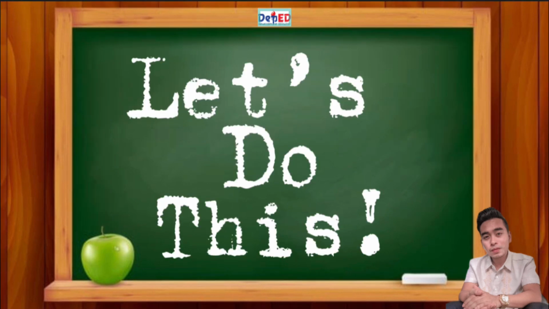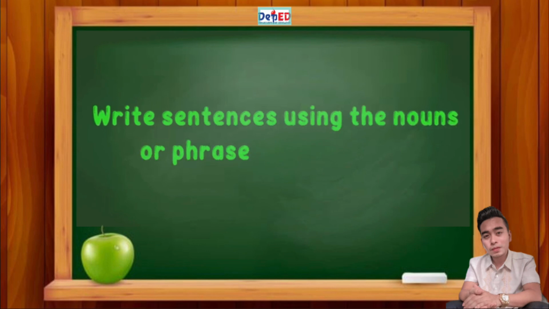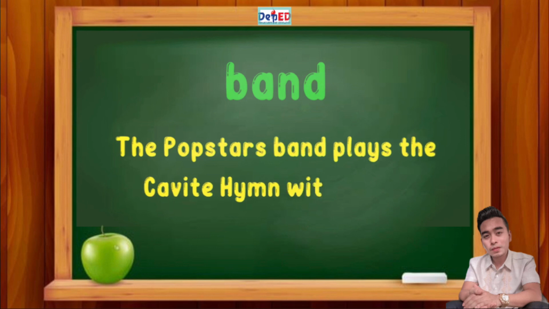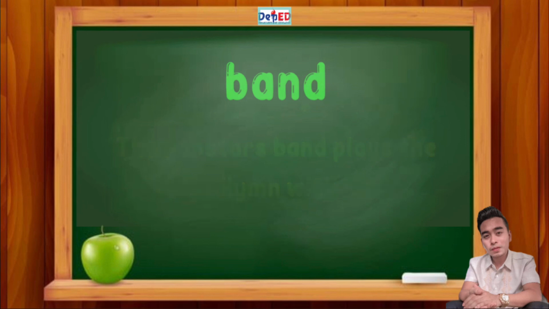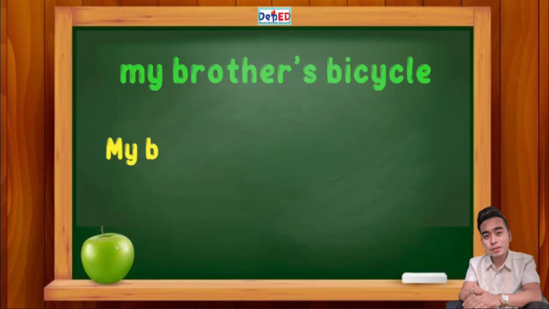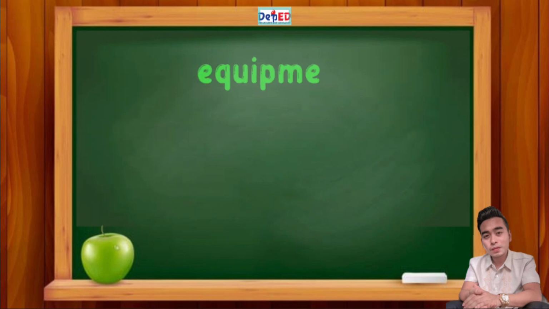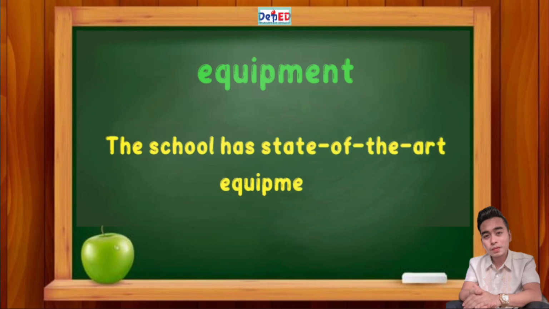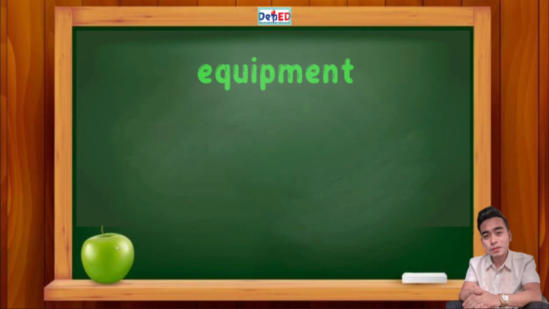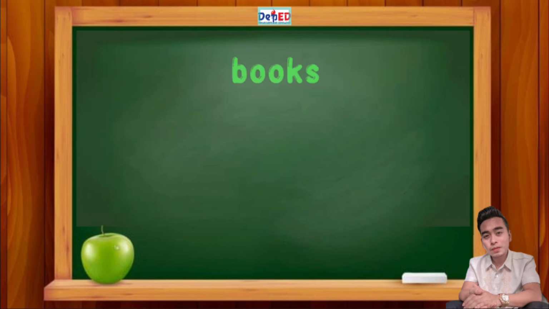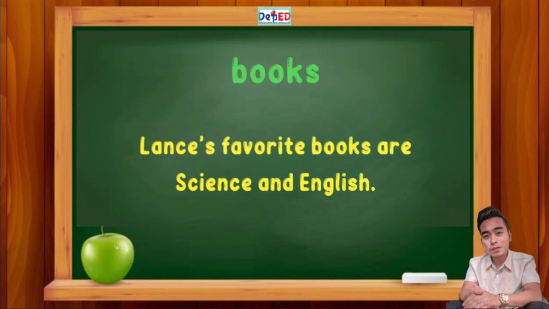Let's do this. Write a sentence using the nouns or phrases listed below. Band. The Popstars band plays the Cavite hymn with pride. My brother's bicycle. My brother's bicycle is fast and colorful. Equipment. The school has state-of-the-art equipment. Ice. Angela puts a cube of ice in her orange juice. Books. Lance's favorite books are science and English.